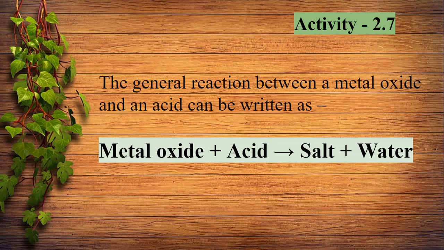The general reaction between a metal oxide and an acid can be written as metal oxide plus acid gives salt plus water. In this activity we have taken CuO as the metal oxide, and then we have added hydrochloric acid, so we are getting CuCl2, which is the salt, and we are getting water. So the equation is summarized as metal oxide plus acid gives salt plus water.